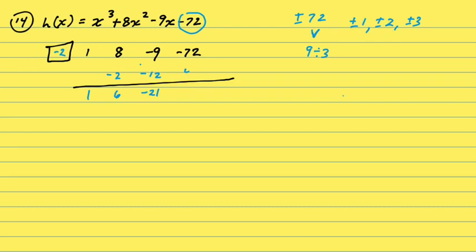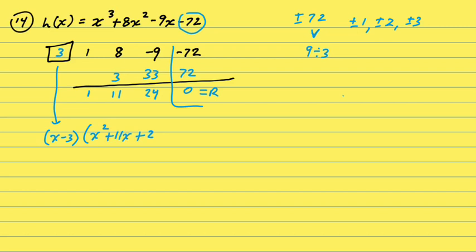Now I move to 3. Bring down the first number. 3 times 1 is 3. Add, I think, is 11. Multiply is 33. And 33 plus a negative 9 is what? 24. And now 3 times 24 is 72. And that made my remainder 0. So I found one. So what that means is this factors into x minus 3, x squared plus 11x plus 24.